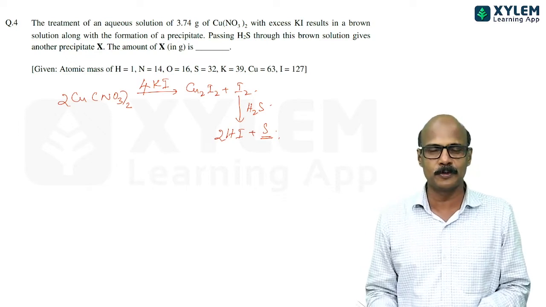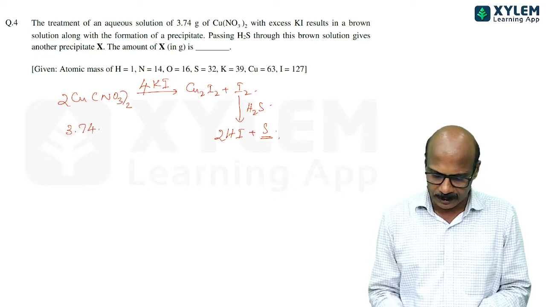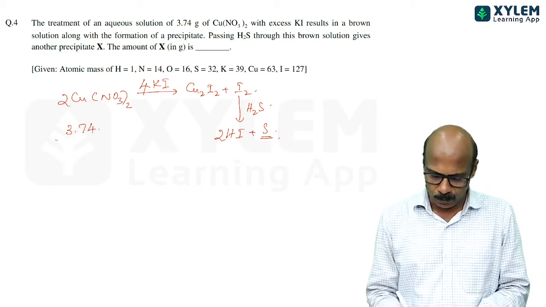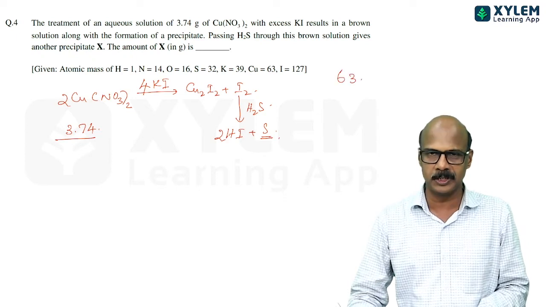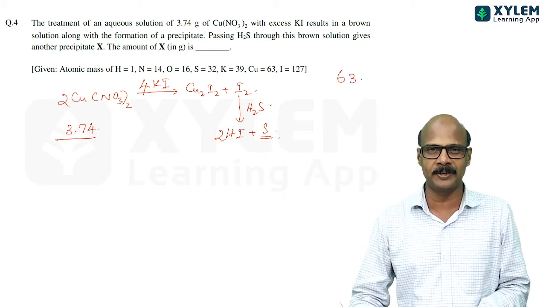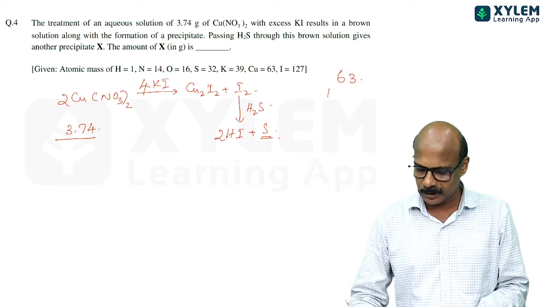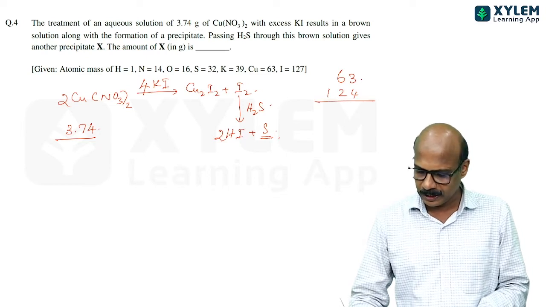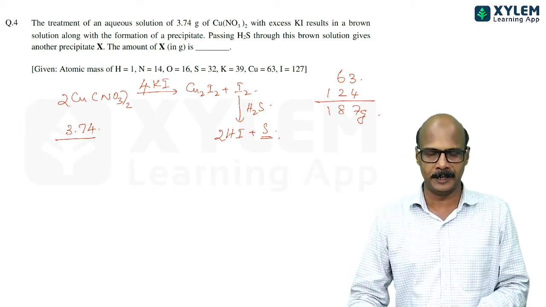What is the number of moles of cupric nitrate taken? You know the given mass of the cupric nitrate is 3.74. What will be its molar mass? Copper, the atomic mass is 63. There are 2 nitrate groups. 1 nitrate possesses 62, and 62 into 2 means 124. So adding, you will get 187. 187 is the molar mass of cupric nitrate.